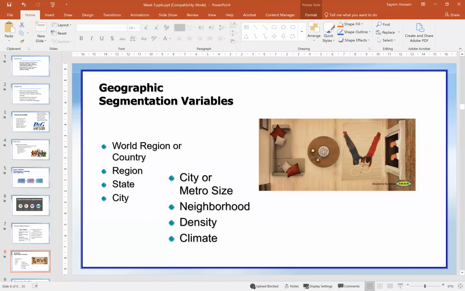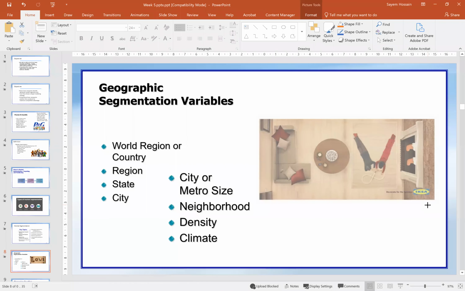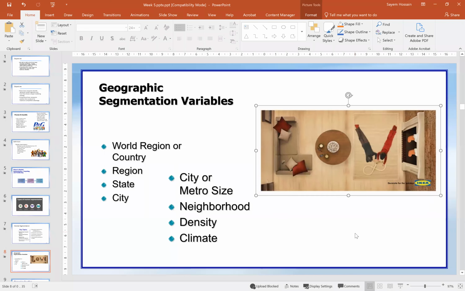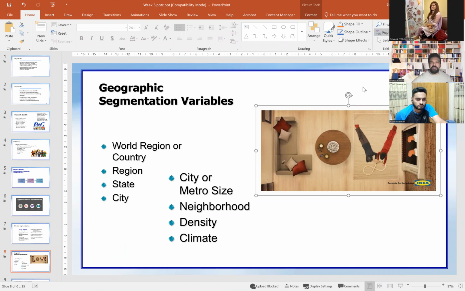Now, the image here is of a brand called IKEA. Can someone tell me why I have used this image to discuss geographic segmentation? All right, I'll make that easier for you. So IKEA is a Swedish brand. Furniture. Yes. So predominantly IKEA is popular within the European countries.